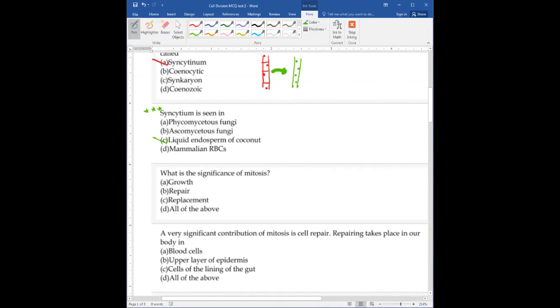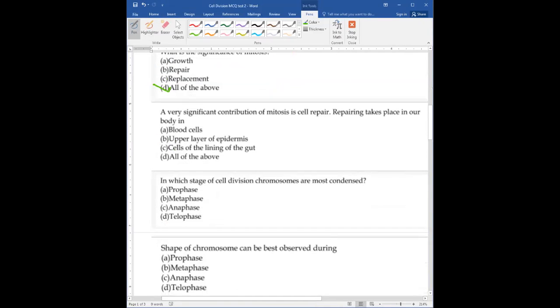Akanksha, tell me, what is the significance of mitosis? Very simple. Yes, the answer is all of the above, without even thinking, guys. Next question is for Ankita. Ankita, a very significant contribution of mitosis is cell repair. Repairing takes place in our body.